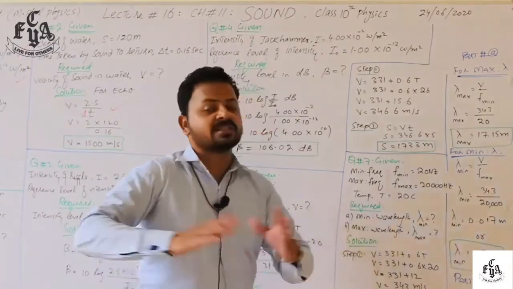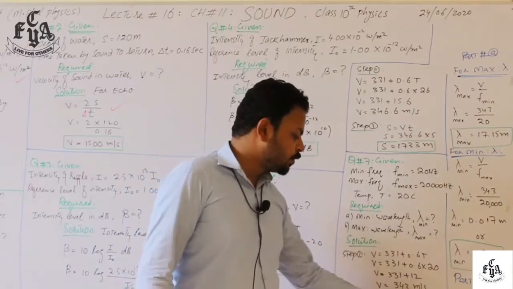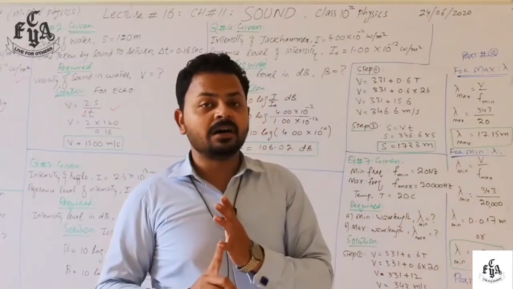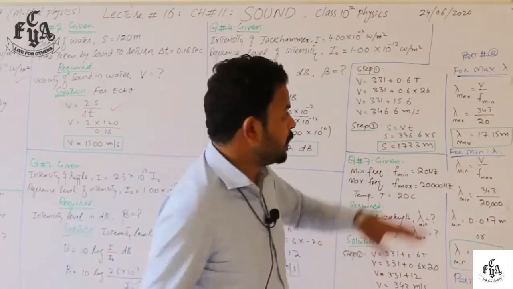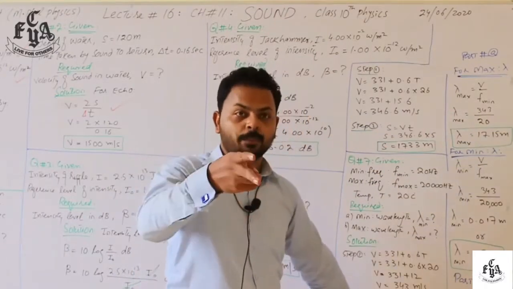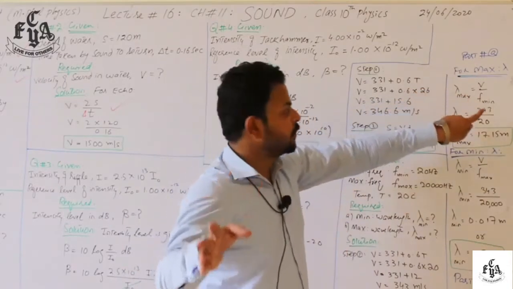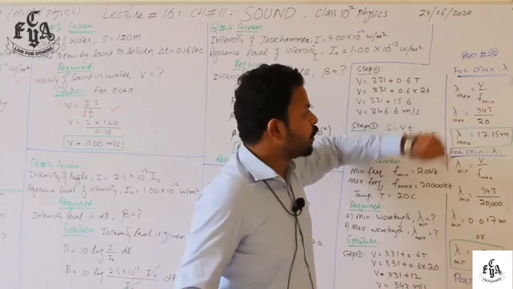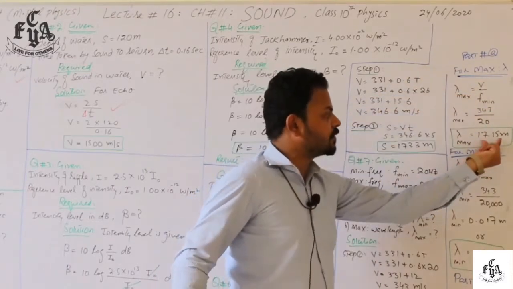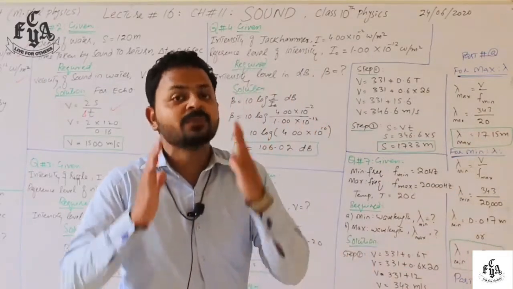As we know from the universal wave equation, V is equal to F lambda, right? Lambda is equal to V by F. But do remember one thing, for finding maximum wavelength, frequency should be minimum. If you remember, in this formula wavelength and frequency are inversely proportional. So if lambda will be maximum, automatically what? Frequency will be minimum. Okay, V value is 343 and F minimum value is 20. Just divide it and get 17.15 meters. Done? This was maximum wavelength.